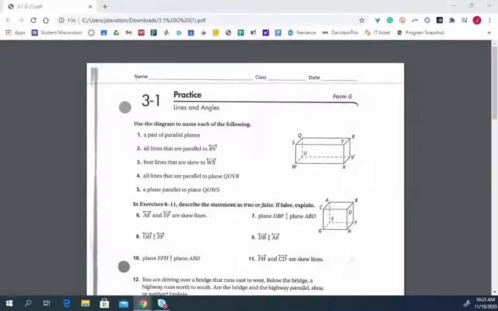Okay, a pair of parallel planes, say that 10 times fast. So you can do top and bottom. You can call it plane SQT is parallel to plane, and the bottom would be WUX. Does that make sense, guys? We did something like this during chapter 1.